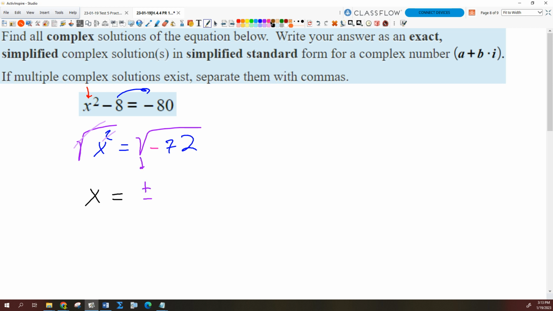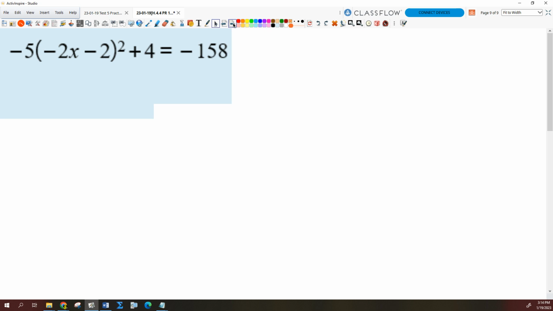What does the negative inside the square root become? An i outside. And then I just have to simplify the square root of 72. What's that going to be? 6 square root of 2. Yeah, right? Because I can break it into 36 times 2. Perfect. So we end up with 6 plus or minus 6 radical 2 i. Okay? Two answers.